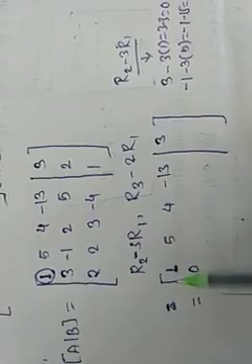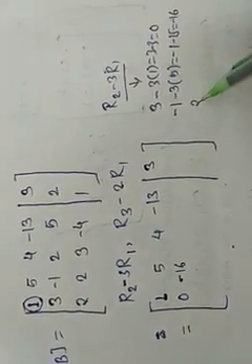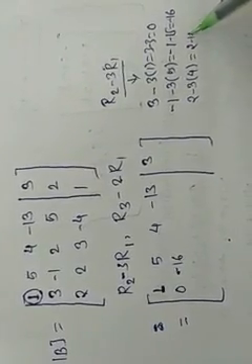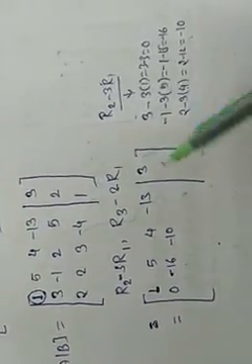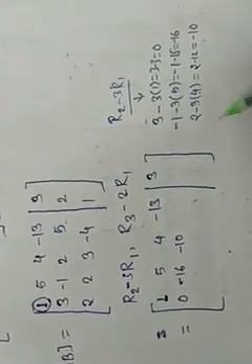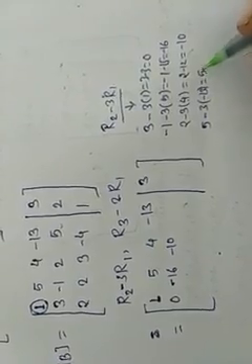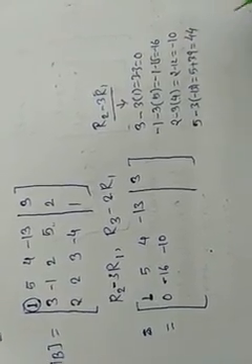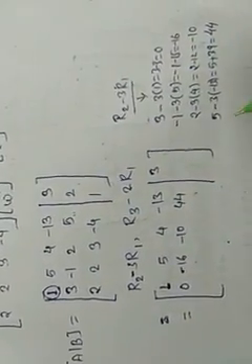Next, it is 2 minus 3 times 4, which is 2 minus 12, which is minus 10. Next, it is 5 minus 3 times minus 13, which is 5 plus 39, which gives 44. And last, it is 2 minus 3 times 3.